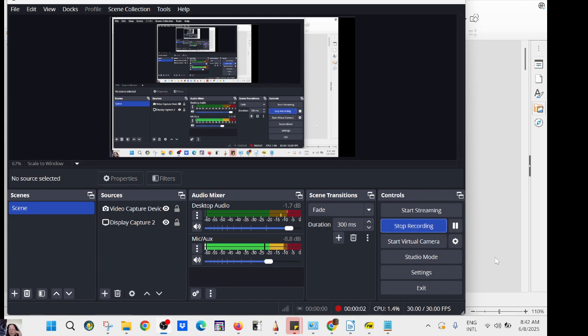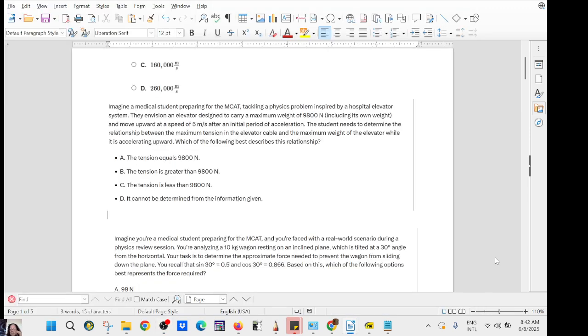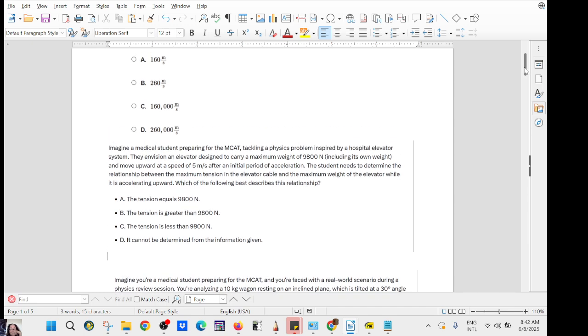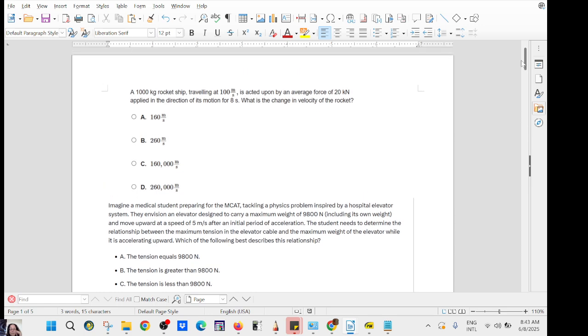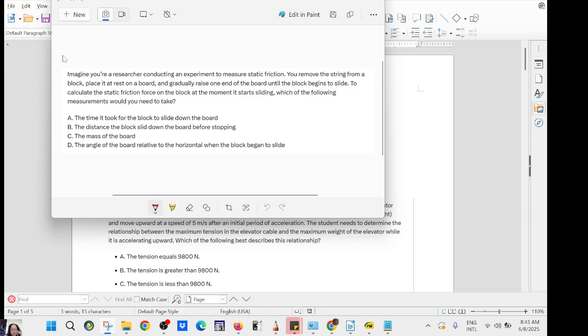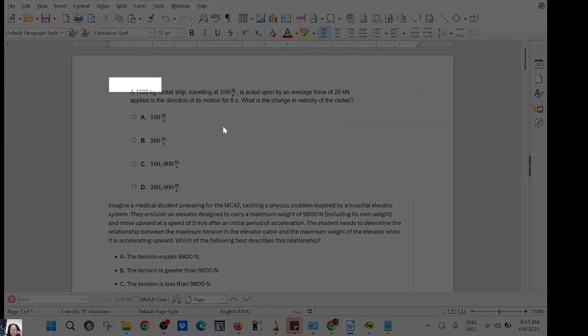So, okay, now we are in the topic dynamics: Newton's second law and application. For the MCAT, about 20% or 25% of the questions will cover mechanics. The questions could be very simple, like this one. So let's try to do this one. It's just Newton's second law.